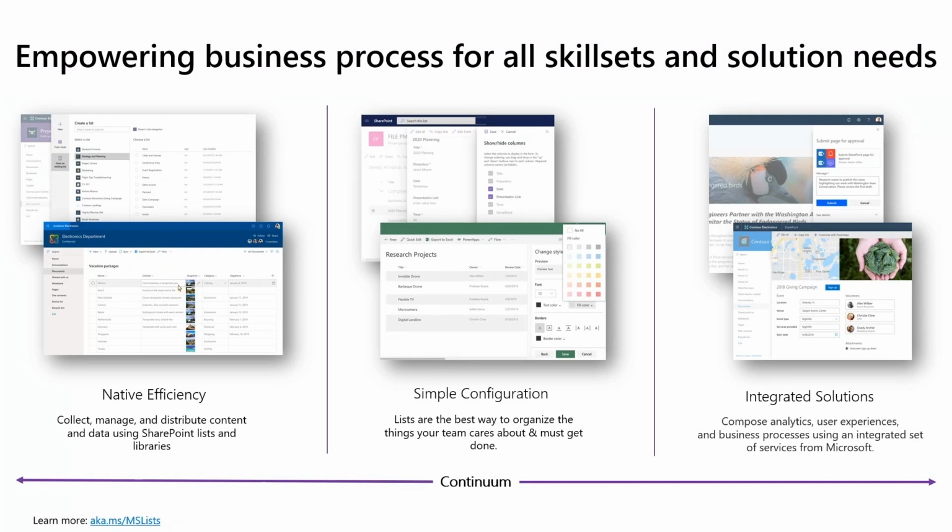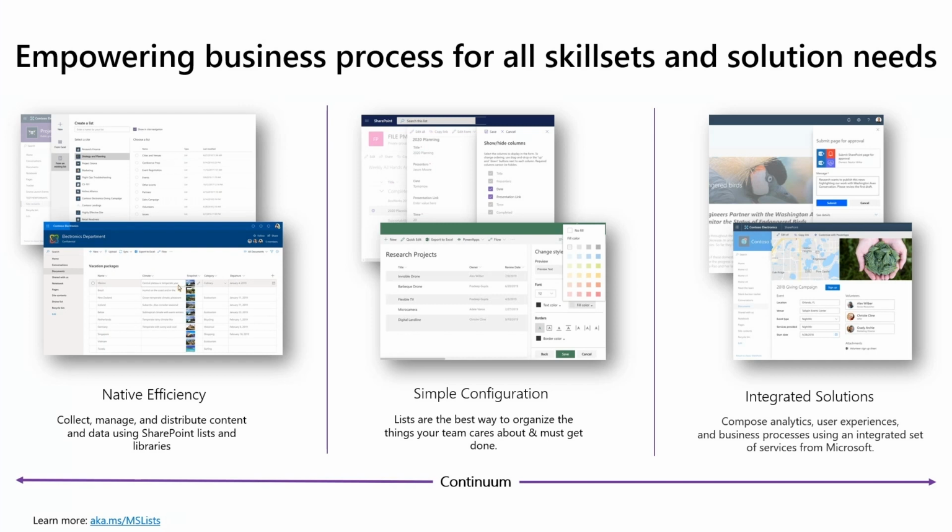So on the left-hand side, we like to call this native efficiency. What can I do with just lists alone? That might be a need for a lot of your lists. To track quickly, I need to work with others, and I just get what I get out of the ready-made templates or with lightweight configuration.